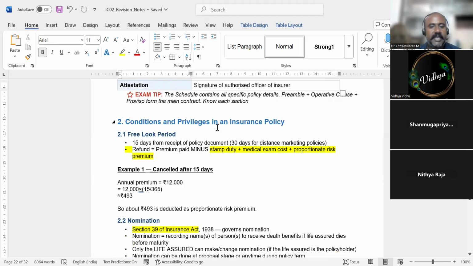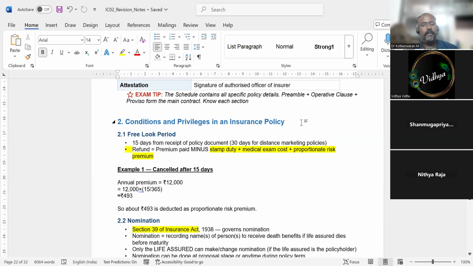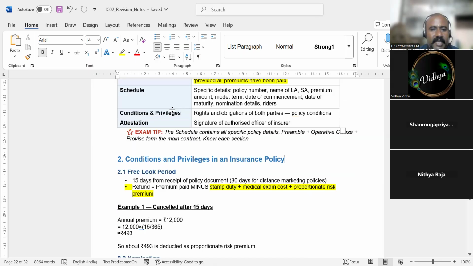So next we'll see about conditions and privileges in an insurance policy. What are the conditions and privileges? Free look period. We have seen this free look period before. So this is part of the condition and privilege.